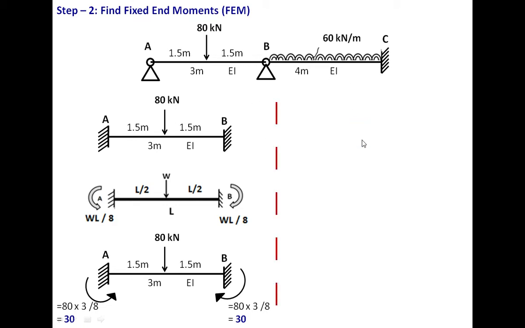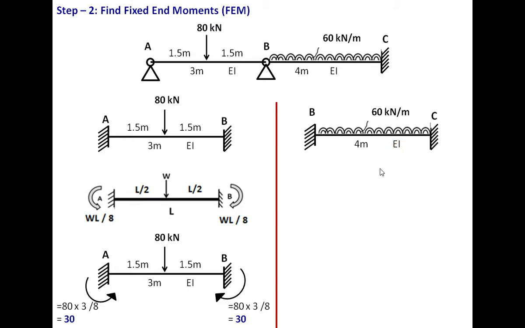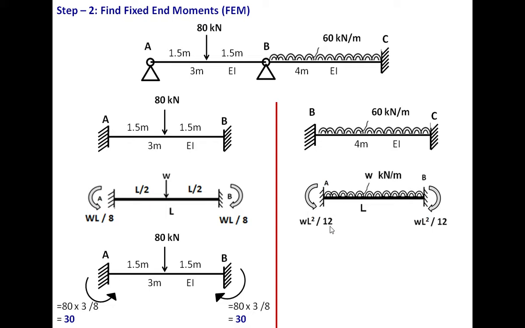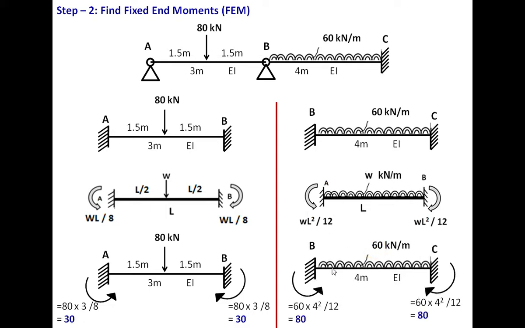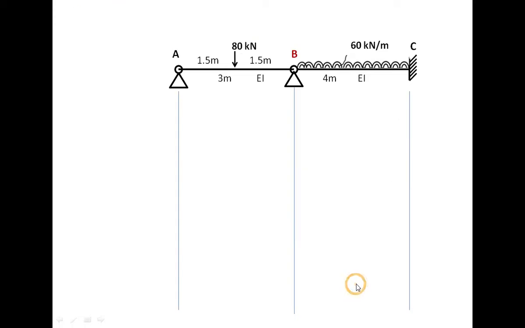For member BC, we have to apply this loading on a fixed beam BC like this, and for that we know the formula WL square by 12. W is 60, L is 4, and when we substitute we get 80 and 80. Now in the moment distribution we will say anti-clockwise as negative and clockwise as positive. So these moments will be taken plus or minus accordingly, depending on this direction.